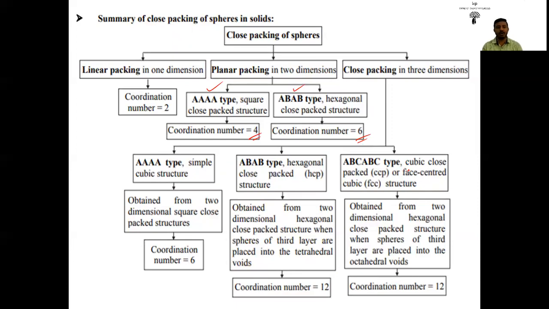And close packing in 3 dimension. Here we have 3 different types. The first is 3-dimensional close packing obtained by taking 2-dimensional square close packing, which forms a simple cubic structure or primitive type of unit cell. The pattern is AAA type because we have taken 2-dimensional square close packing. Then the coordination number for simple cube is 6. The next type is 3-dimensional close packing by taking 2-dimensional hexagonal close packing, which forms 2 different types.